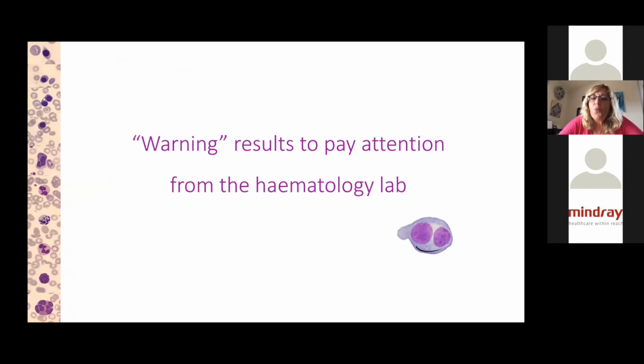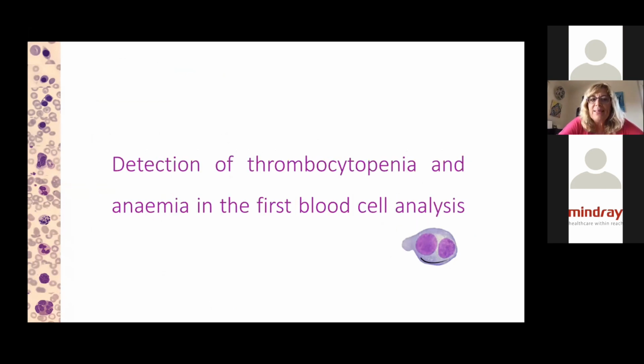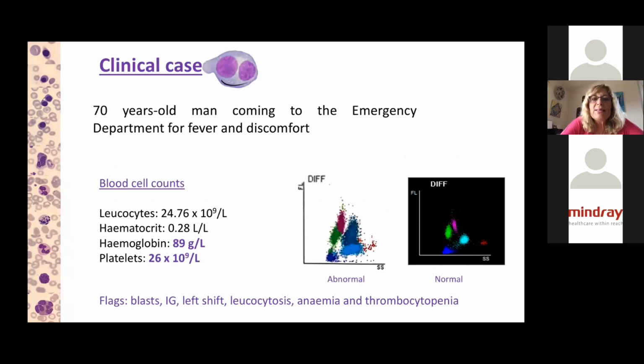Which are the warning results to pay attention to when we are working in the hematology lab? First, detection of thrombocytopenia and anemia in the first blood cell analysis. In this case, a 70-year-old man is coming to the emergency department for fever and discomfort.